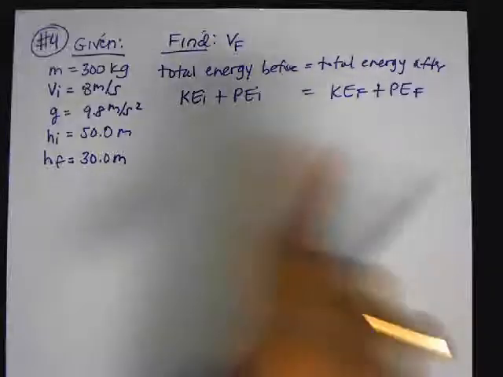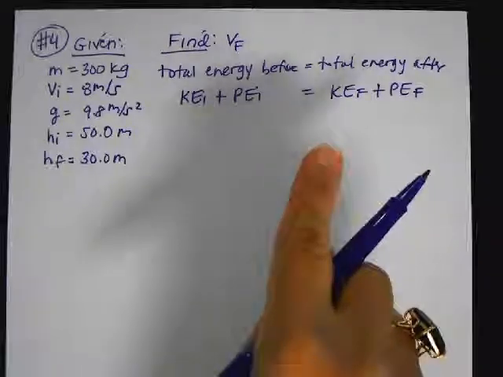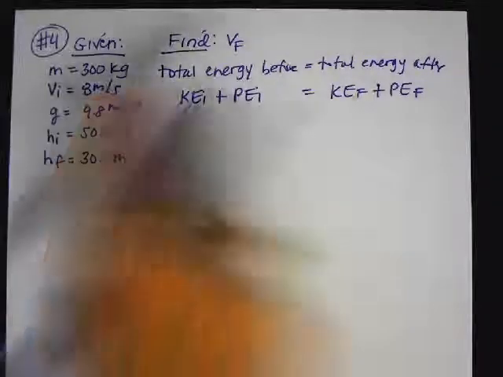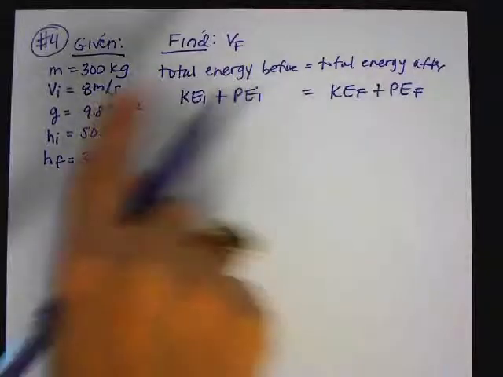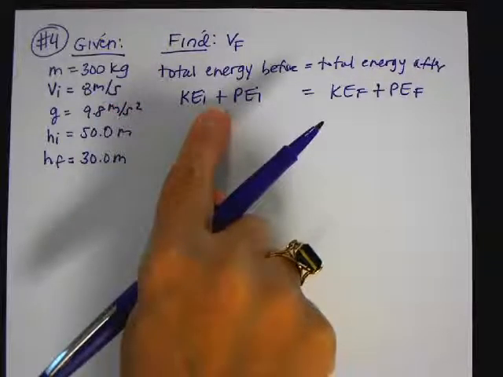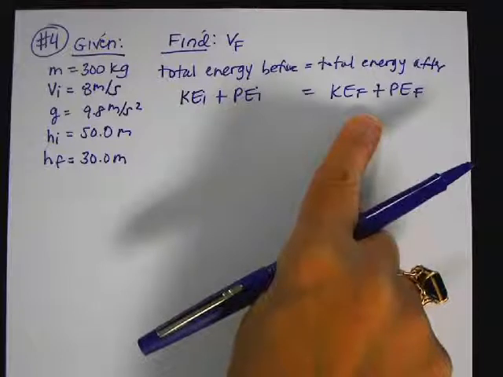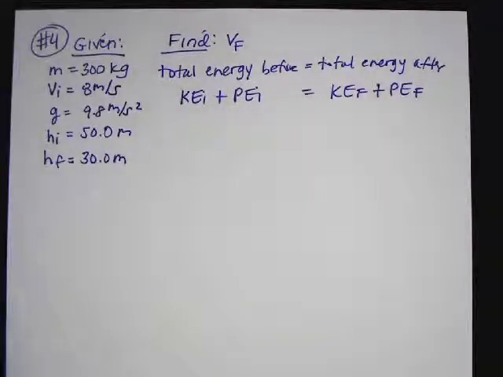Now, is anything zero here? No, because initially there's a velocity and finally there's a velocity. Initially, you're a certain height above the ground. Finally, you're a certain height above the ground. So you notice how nothing is zero? Normally, when we do conservation of energy, if something's zero, we get rid of it.